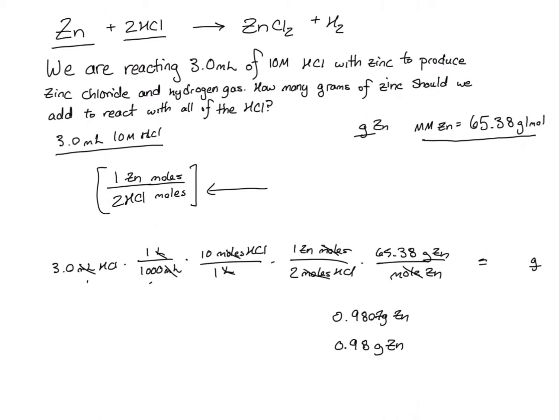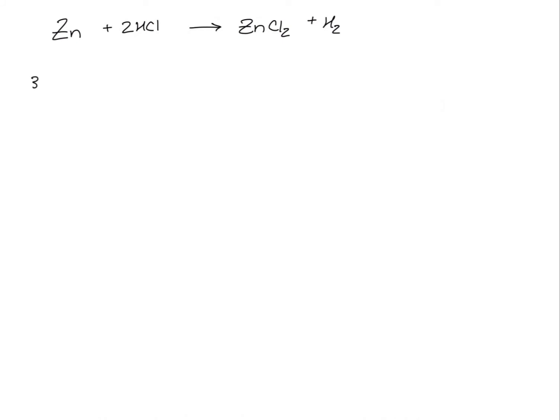So in our next step, let's figure out what is the molarity of the zinc chloride that we're going to make. We're working with 3 milliliters of hydrochloric acid, so that's going to be our final volume. So let's take the information we have to the next page. We're starting out with 3.0 milliliters of HCl and 0.98 grams of zinc. We want to end up with zinc chloride molarity in a 3.0 milliliter solution.